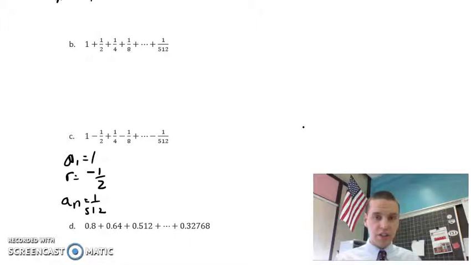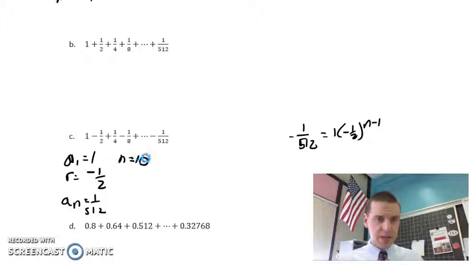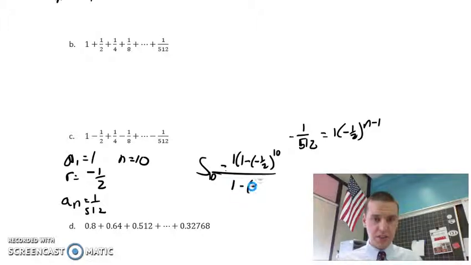So again, we go over here and just write 1 parentheses negative 1/2 to the n minus 1. And we get, in the calculator, 10. And therefore, the sum of the first 10 terms is 1 parentheses 1 minus negative 1/2 raised to the 10 over 1 minus parentheses negative 1/2. And you get 341 over 512.